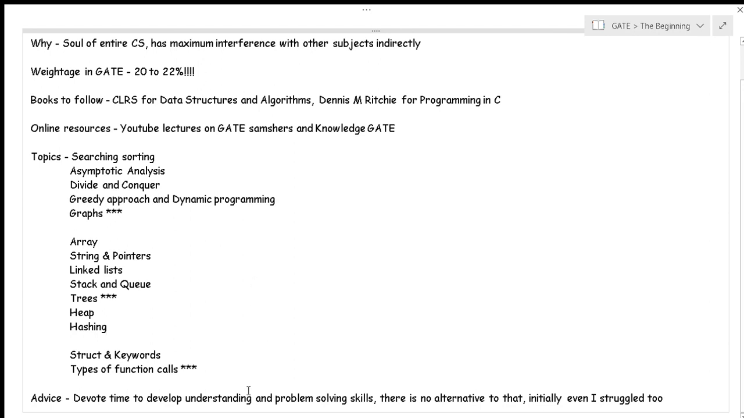Now the advice is to devote time to develop an understanding of data structures and algorithms, because it's something which will be used in later stages also, right? Even if you have cleared GATE, during placements you will have to prepare data structures and algorithms for the coding round, right? In the first semester of MTech you will have a subject named DAA, which is a slightly higher version of data structures and algorithms, right? And this is the bread and butter for you in order to crack GATE with a single digit or double digit rank. So there is no alternative to that.